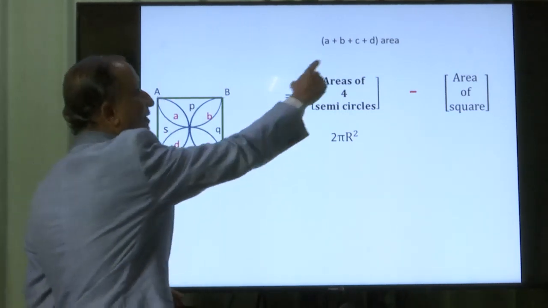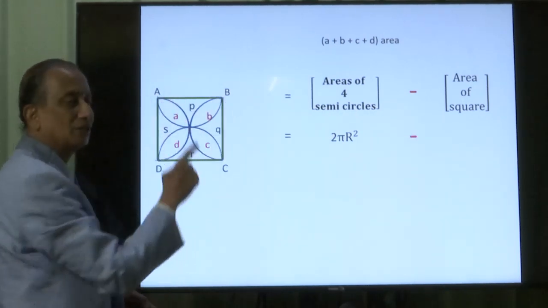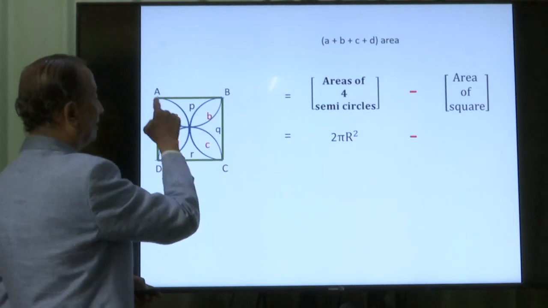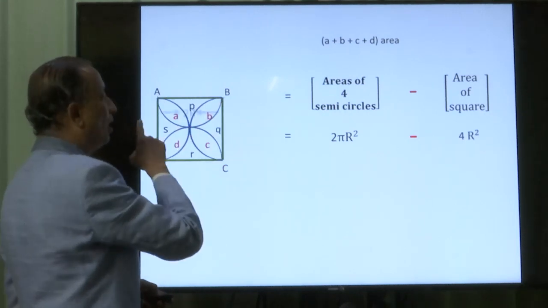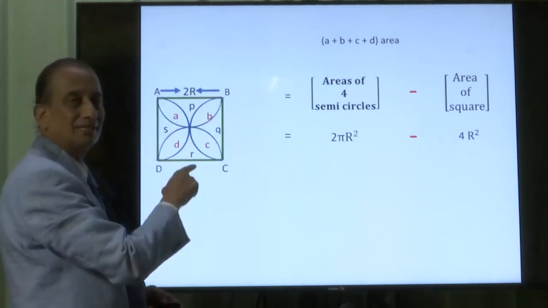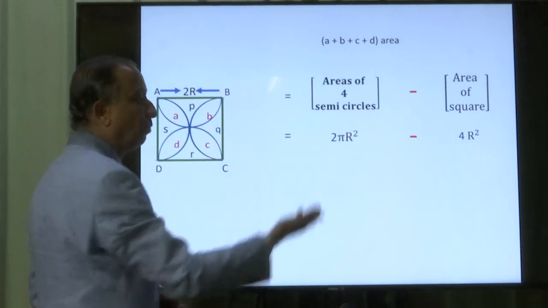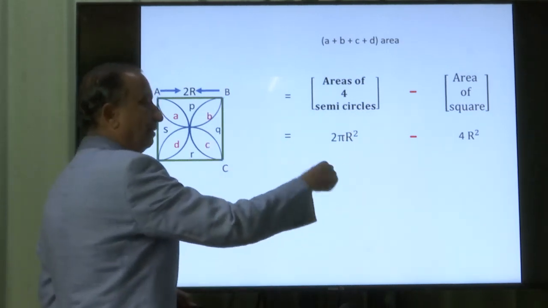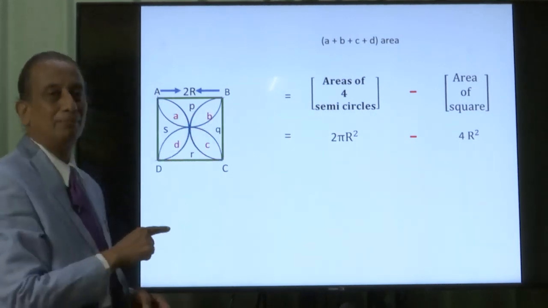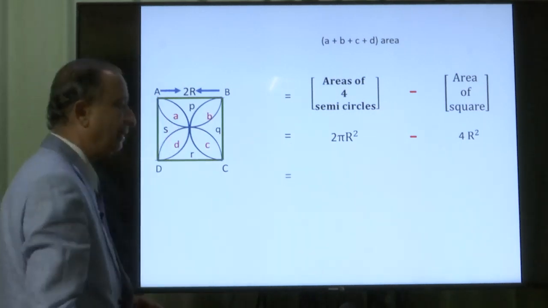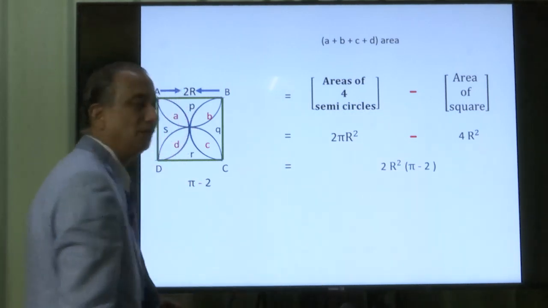Okay, 2 pi r square will give us the areas of 4 semicircles, minus the area of this square. Okay, this semicircle's radius is r, so the diameter has to be 2r. So, the diameter of each semicircle is 2r, therefore each side is 2r, and 2r into 2r is 4r square. So, 2 pi r square minus 4 r square will give us the sum of the areas of A plus B plus C plus D. Can you not simplify this? You can very well see here 2 r square is a common factor. So, 2 r square into pi minus 2.